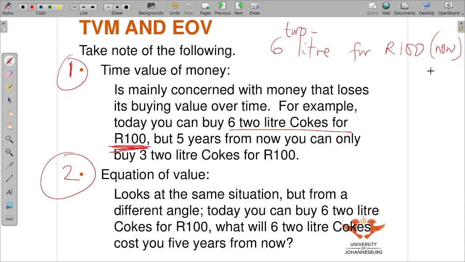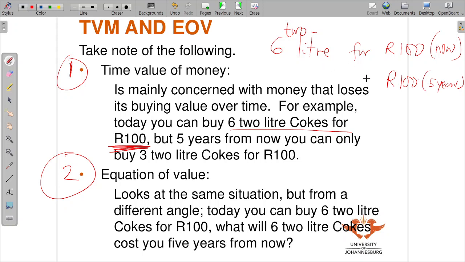Now, in 5 years to come, how many 2 liters of Coke can 100 rand buy? Of course, it's less than 6, except the world is now better.